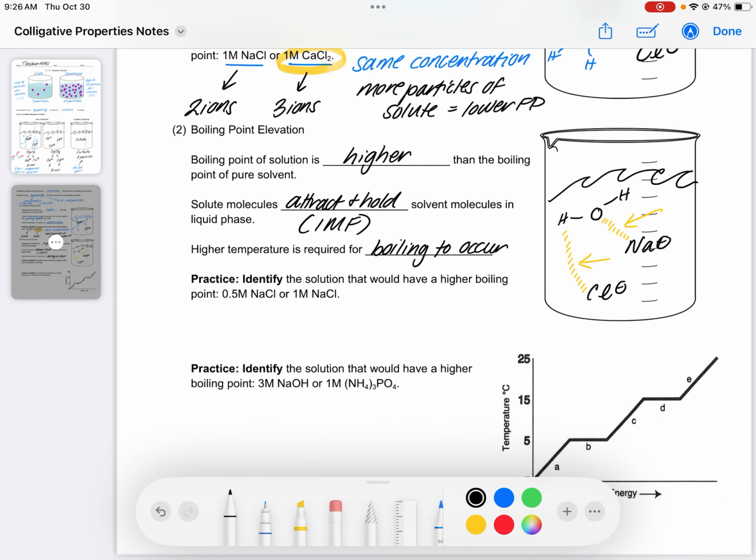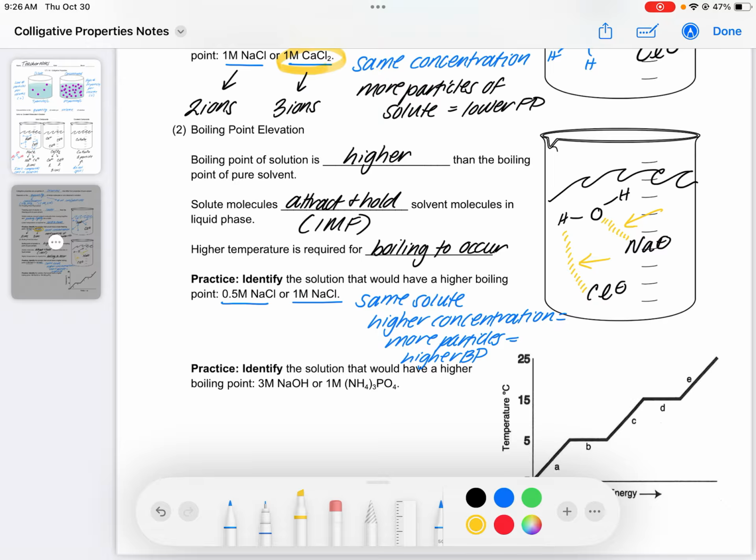Again, we have two examples here, one of 0.5 molar NaCl versus 1 molar NaCl. In this case, we're looking at two solutions with the same solute. And so in order to consider which one is going to have a higher boiling point, we need to look at the concentration. When we have a higher concentration of particles, that means that there are more particles per the volume, and more particles is going to mean a higher boiling point. So in this case, because 1 is greater than 0.5, this is going to have our higher boiling point.